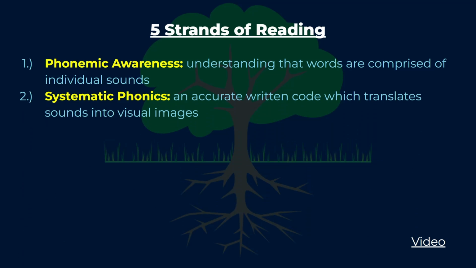Then we move on to systematic phonics, which is an accurate written code which translates sounds into visual images. So if you understand that there is a sound B, then when you study systematic phonics, you understand that, oh, there's a written letter. The letter B corresponds with the sound B.